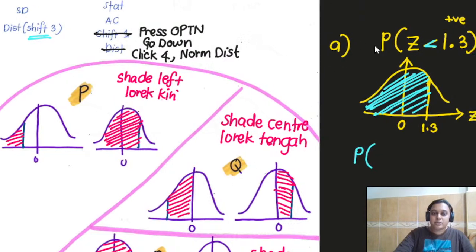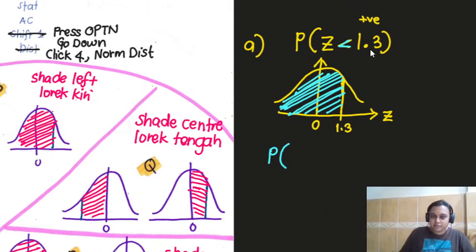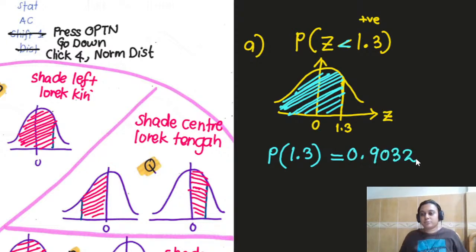Okay, what value is it dekat sini? P, kita punya 1.3, right? So you masukkan here 1.3. Then you will get the answer. You get 0.9032. Kamu akan dapat 0.9032. If you get this answer, that means you have done correctly lah. Okay, this one is for the Casio 570 calculator.